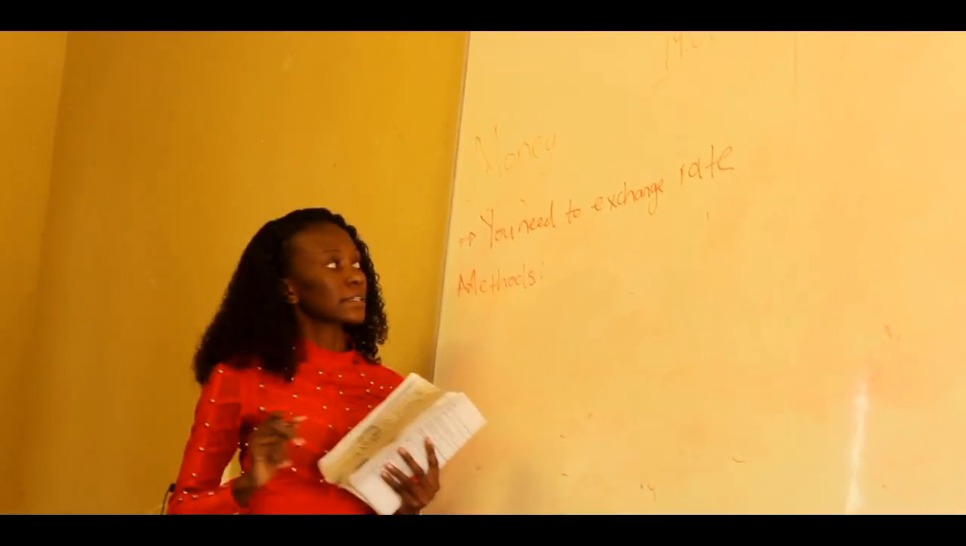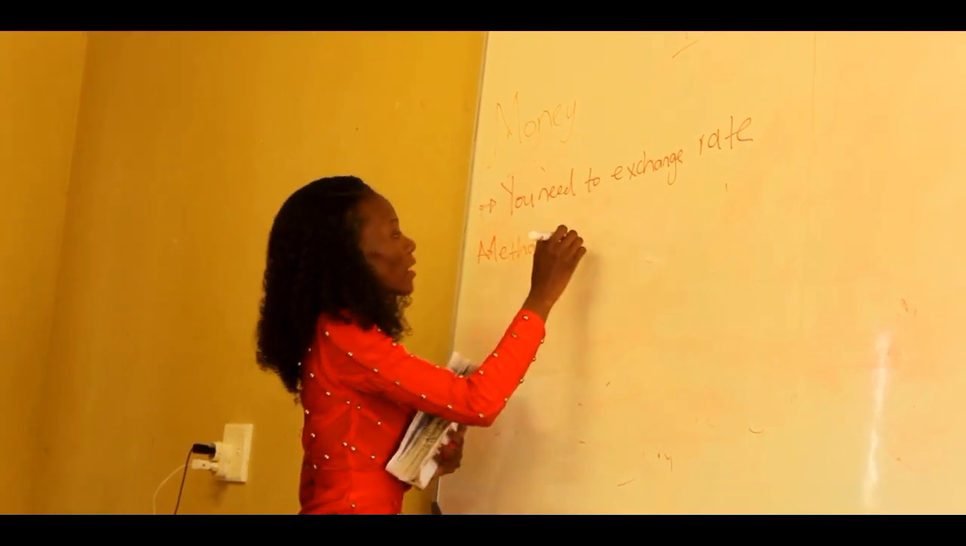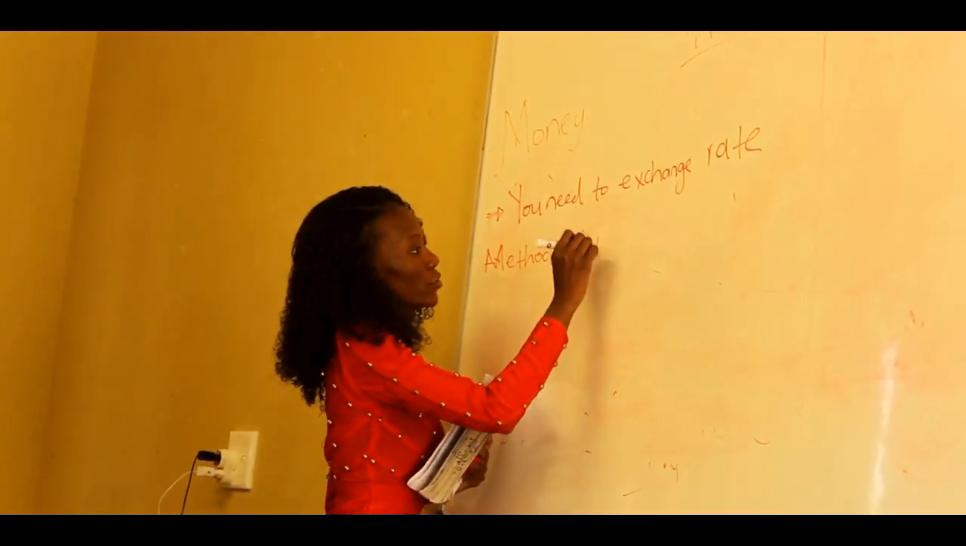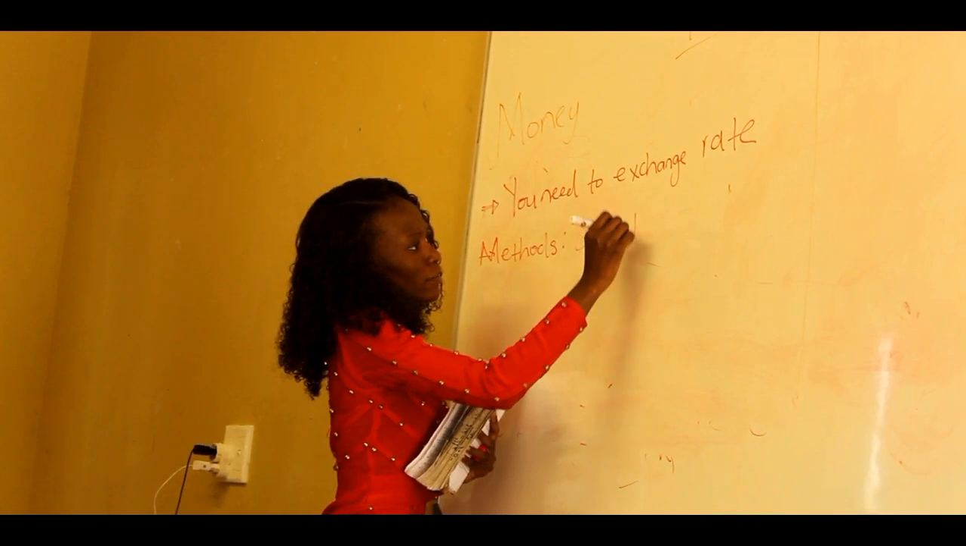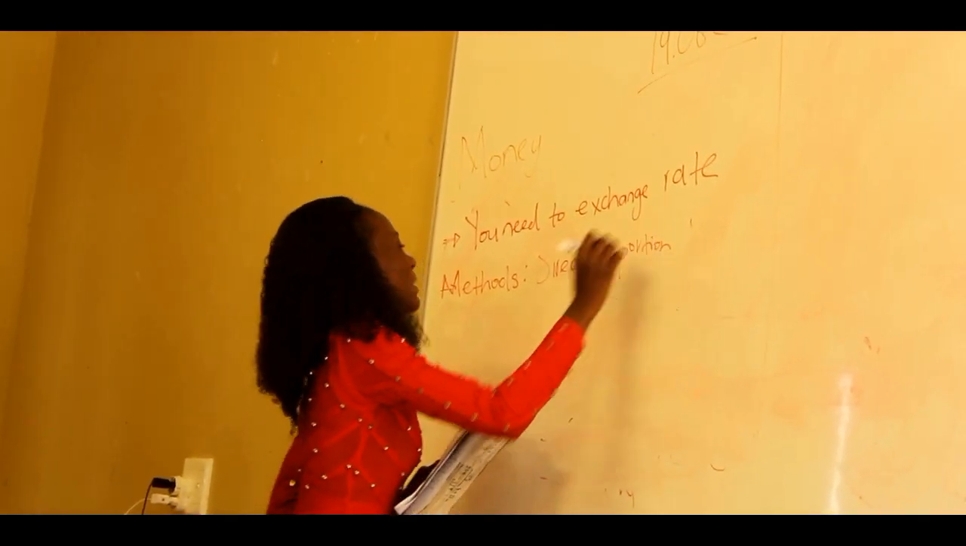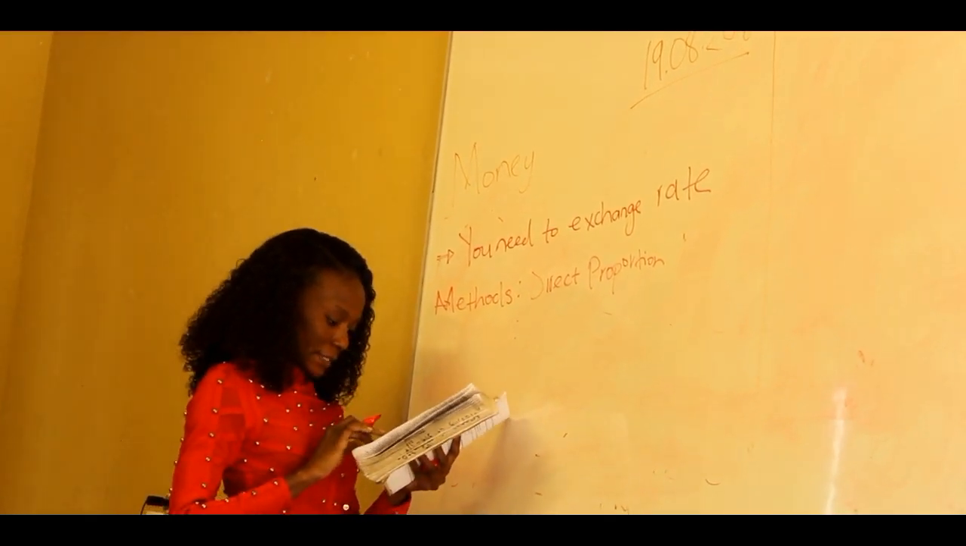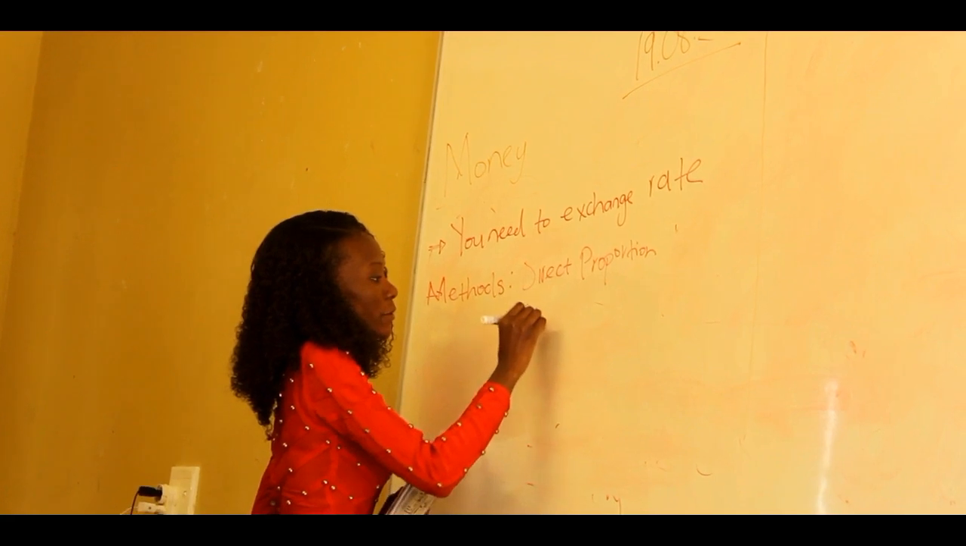The methods that we use to solve this are direct proportion. You remember direct proportion? How do you do it? Direct proportion and what else? And cross multiplication.